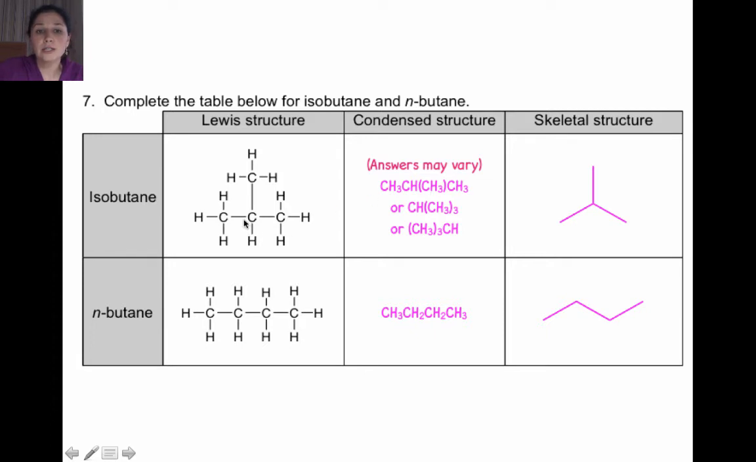You can also draw this condensed structural formula starting with the carbon in the middle, and you could say this carbon is attached to a hydrogen and 3 of these CH3 groups. So that was 1, 2, 3. Or you can just say 3 CH3 groups attached to that center carbon with 1 hydrogen.